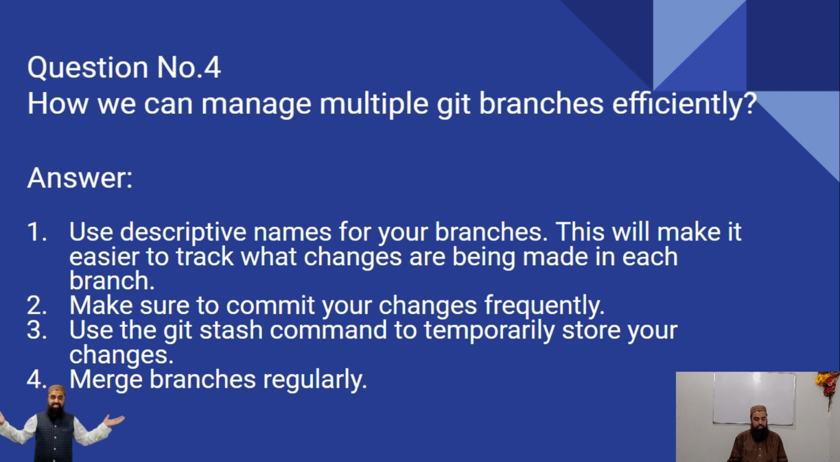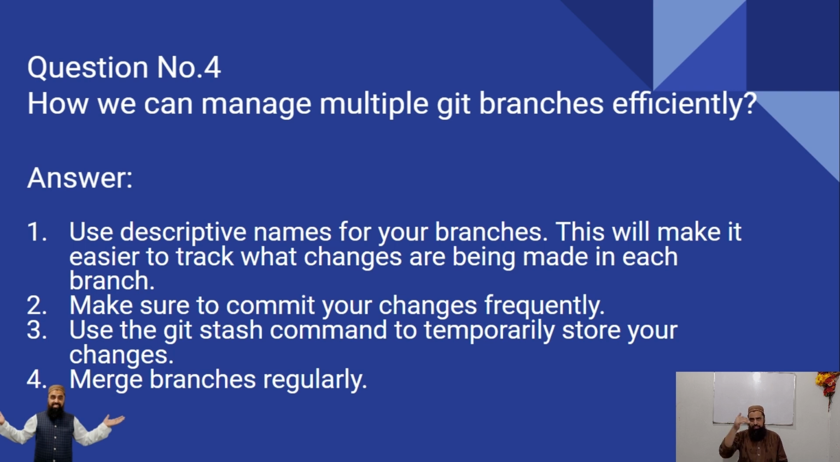What is the first step? It is to use descriptive names for your branches. If it is a feature branch, then we must use feature 1 to 3. If it is a stable branch, we must use stable 1 to 3. Release branch 1 to 3.